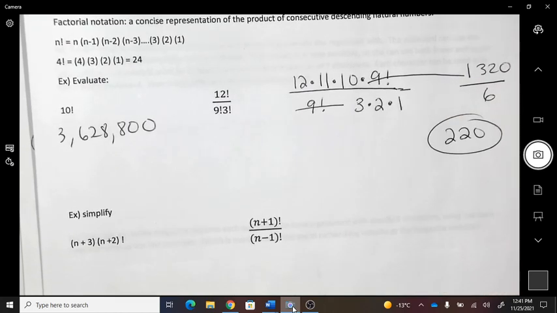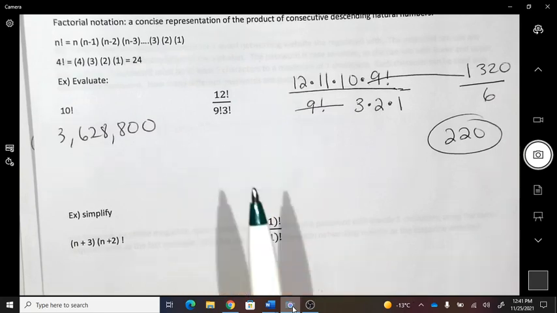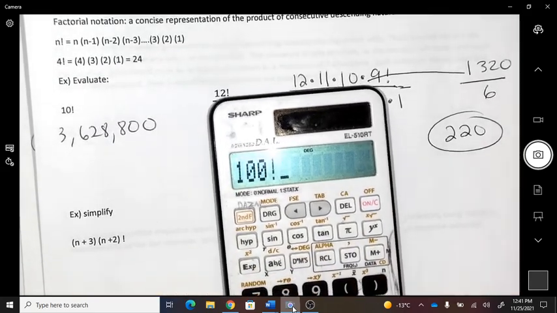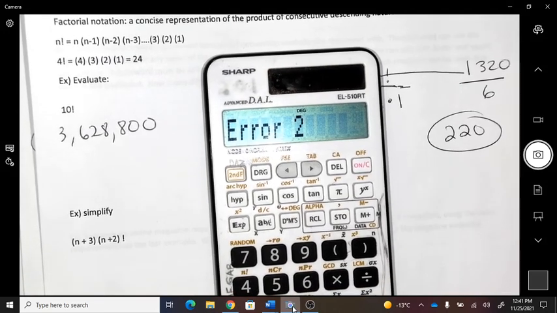So on those ones, I might give you ones that are so big, you might say, oh, well, I could just do this in my calculator. But if I give you something like 100 factorial, guess what? It's too big. Your calculator just can't do it. Think about that number. 100 times 99 times 98 times 97. Think about how big that number is. Your calculator can't handle it, okay?